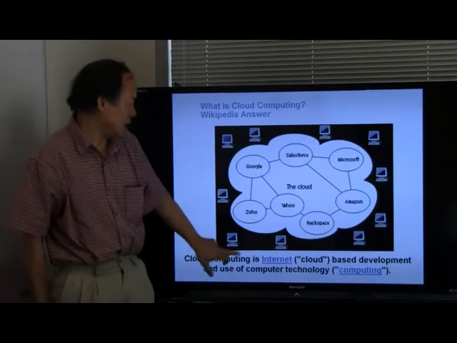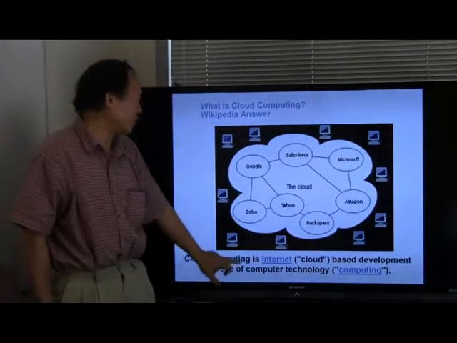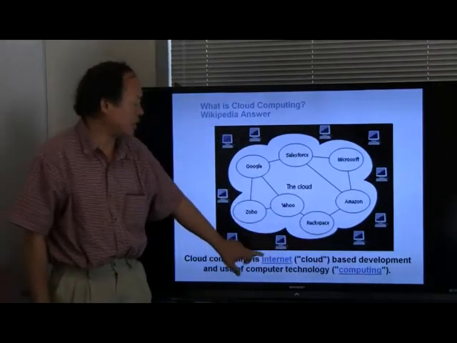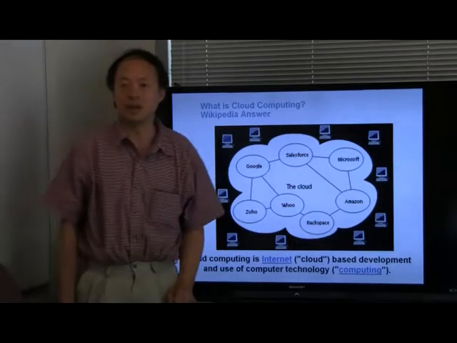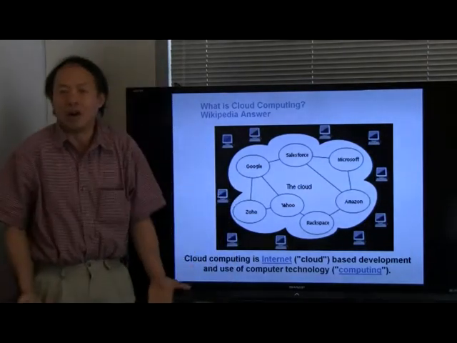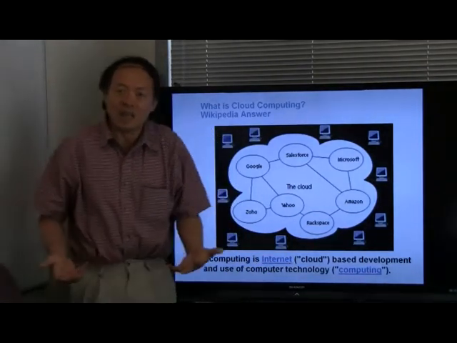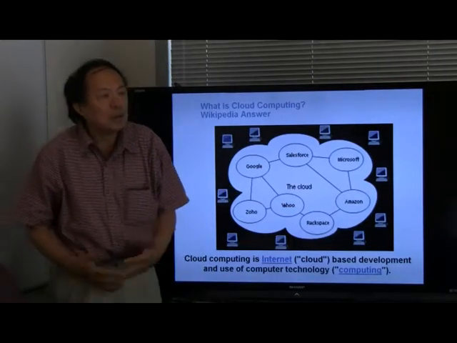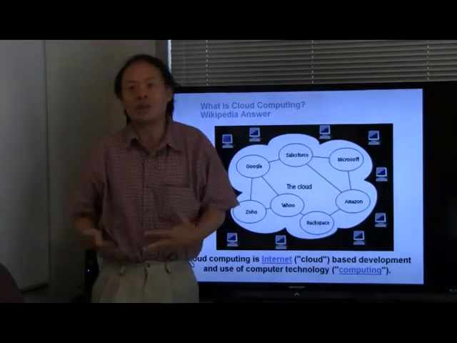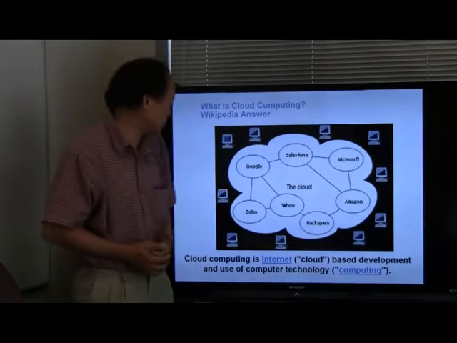So cloud computing is internet-based, i.e. the cloud, development and use of computer technology. Therefore, the term cloud computing is a marriage of the internet together with computer technology. All right? Now, that has happened a long time ago, including the use of mainframe computers over, say, the IBM SNA network, but we would not call it a cloud, and we're going to look at the differences between such networks as well as other networks such as those for grid computing or utility computing, and why that is not part of the cloud computing picture.